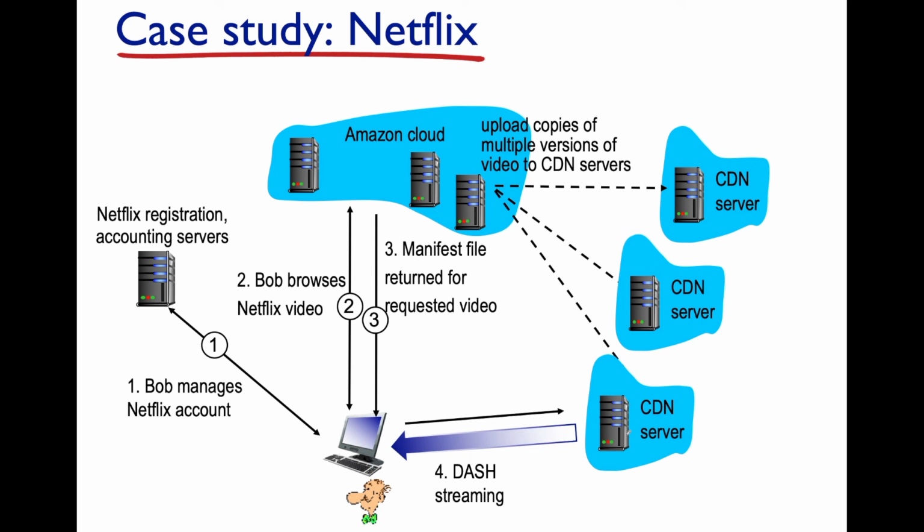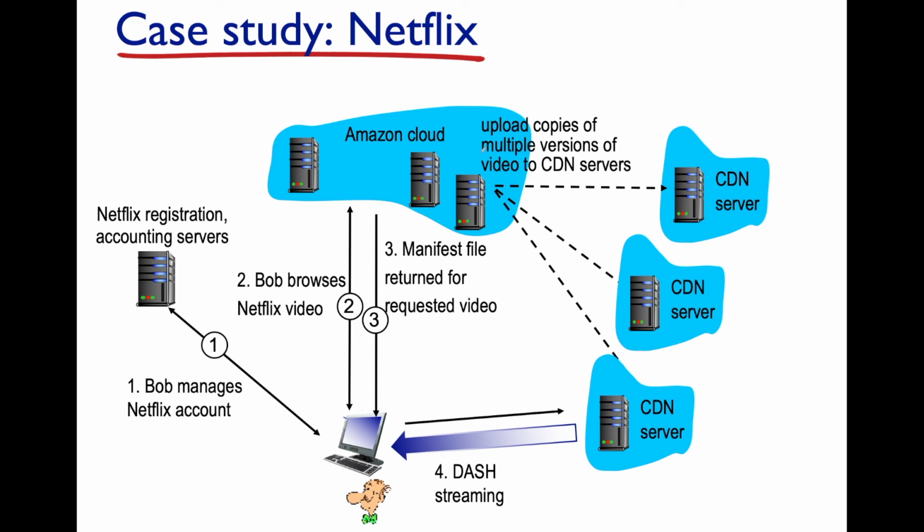When you browse Netflix videos, you're actually browsing some listings in a server running on the Amazon cloud. So now you request a video. When you request a video, you get a manifest file for that video. Now that you have the manifest file, your client interacts with that manifest using DASH in order to stream your video.